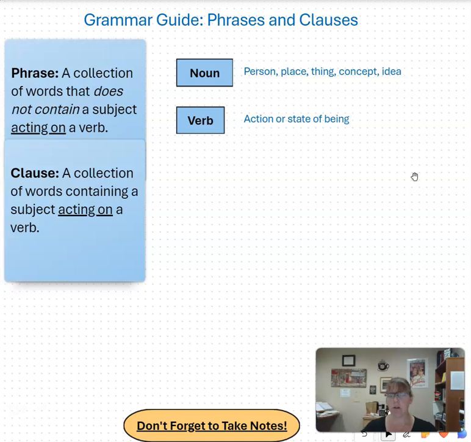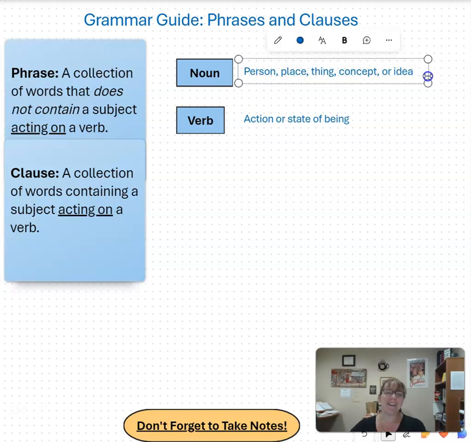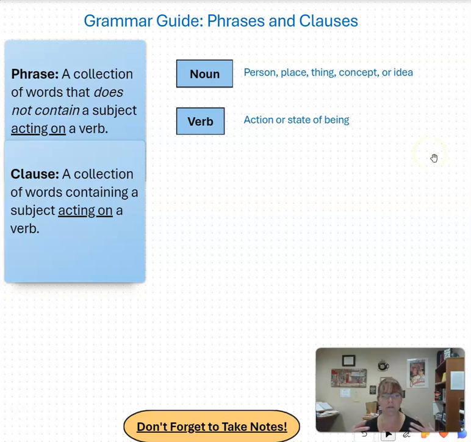So is he your uncle? He is. He is in the state of being my uncle. That might be kind of confusing. State of being verbs can be challenging for many people. But if we have a person, a place, a thing, a concept, or an idea, and if we have an action or a state of being, folks have told us we've got a sentence.